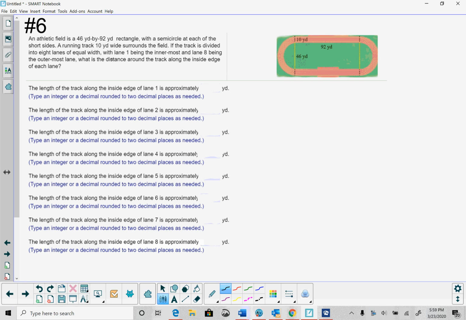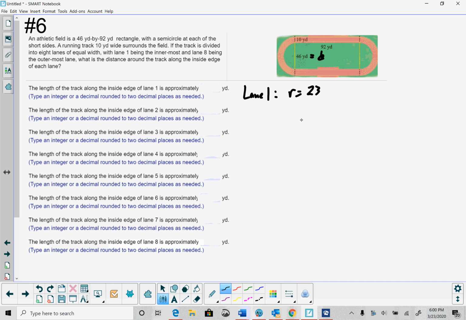Okay, so the track is divided into 8 lanes of equal width. Lane 1 being the innermost, lane 8 of course being the outermost. What's the distance around the track along the inside edge of each lane? All right, so again, looking at this semicircle here, this 46 yards turns out to be the diameter of the semicircle. So for lane 1, we have a radius of 23 yards.